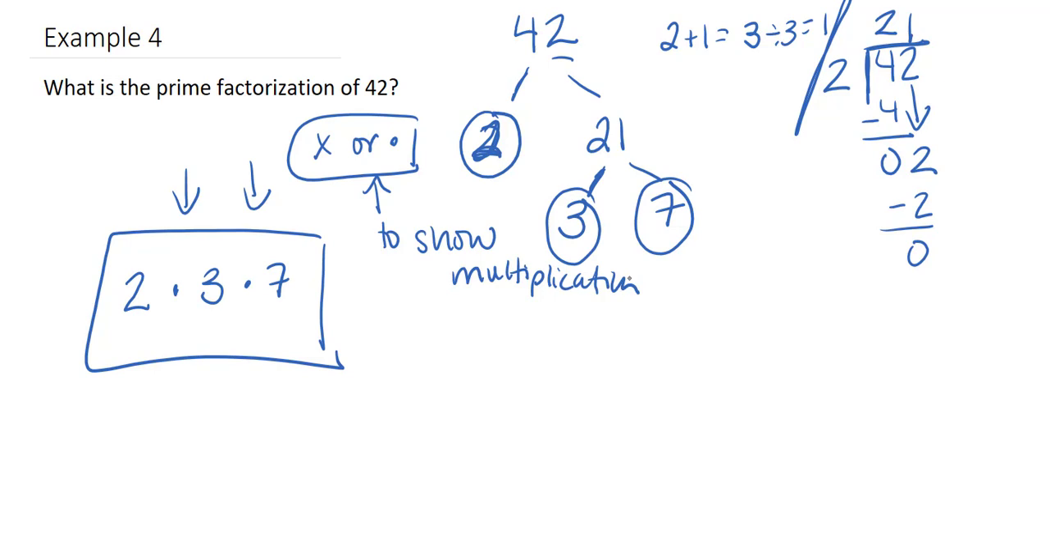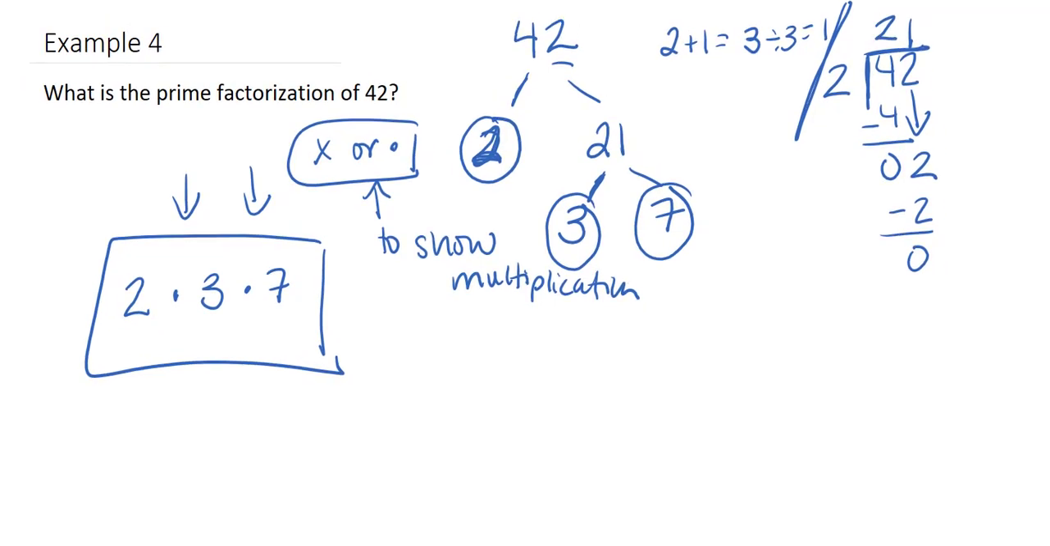And that makes sense because if we go 2 times 3, that's equal to 6, and 6 times 7 is equal to 42. So you can always go back and make sure you did it right by multiplying out the prime numbers together and then see if you get the original number of 42, or whichever number you're looking at.